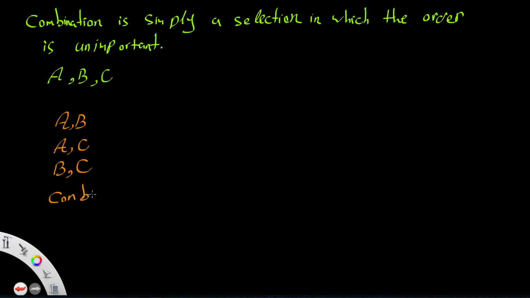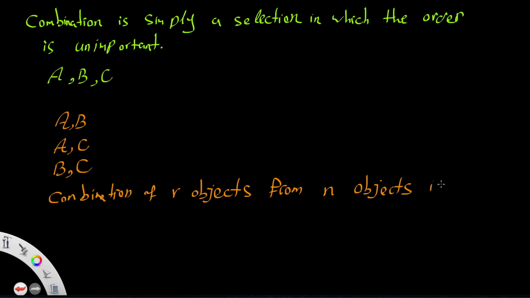Now, the combination of R objects from N objects is nCr, the abbreviation of combination. N is the total number of options. In this example, N was 3 and R was 2, because you wanted to select two objects out of these three objects. So it will be 3C2. If you put it in your calculator, it will be 3. As you see, there are three possible ways.